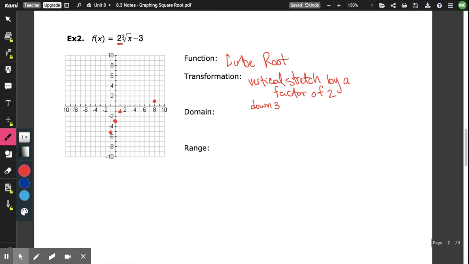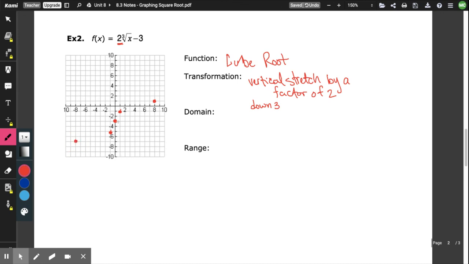And then one more, negative 8, negative 2. Stretch that vertically by a factor of 2 by multiplying the y value only by 2. So that would put it at negative 8, negative 4. And then translate it down 3 units. So that would put it at negative 8, negative 7.